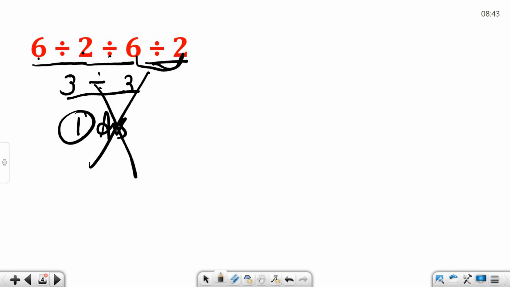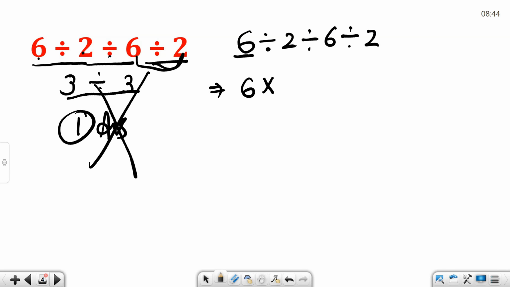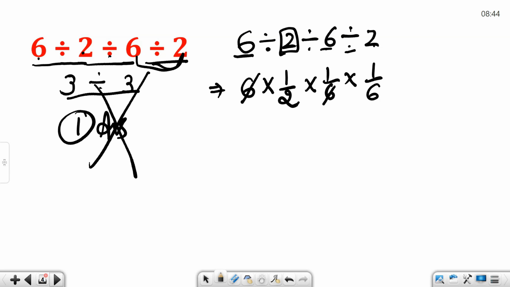Now, how do we actually solve questions like this? Let's write the question out one more time. 6 divided by 2 divided by 6 divided by 2. First, we'll write the first number exactly as it is, the number 6. We'll change the division to multiplication, and whatever number comes next will take its reciprocal, meaning 1 divided by 2. Division becomes multiplication, 6 becomes 1 over 6, division becomes multiplication, and 2 becomes 1 divided by 2.